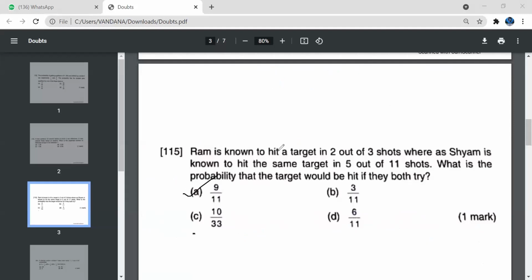27 by 33 is 9 by 11. So the answer is right. I didn't notice A that time.